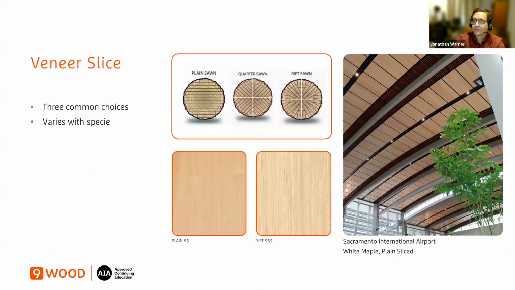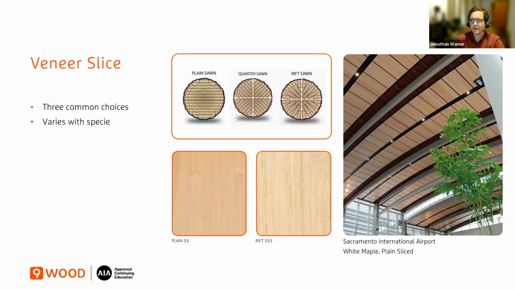And veneer slices, these are three of the more common ones: plane, quartered, and rift. And plane is the more budget friendly, and then it gets more expensive as you go to quartered and rift. And the diagrams kind of explain why. As you move from plane to rift, there's more labor and milling involved when they're cutting the logs, and there's more waste, as you can see there in the diagrams. And that's what drives up the additional cost.